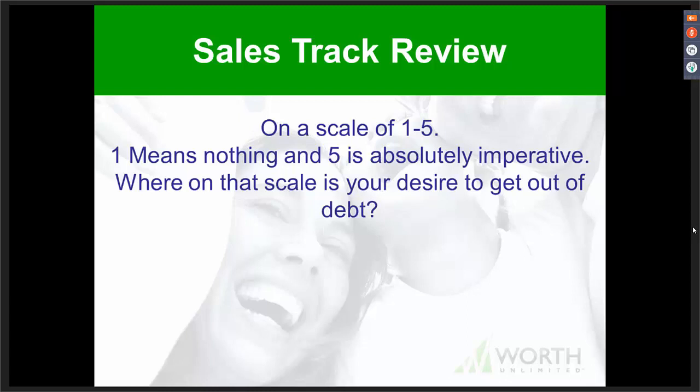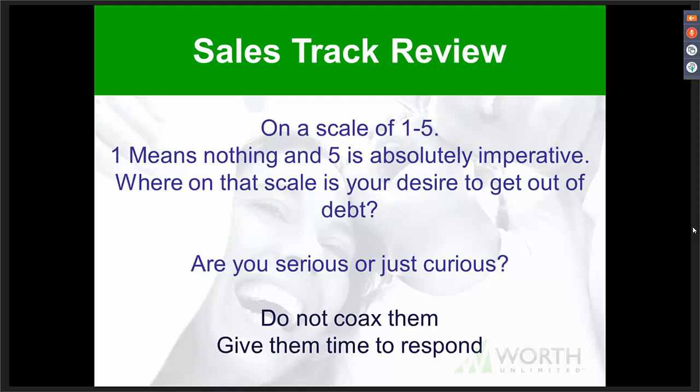And the way that this question starts, this is one of the best qualifiers that I've ever heard, is on a scale of 1 to 5. 1 means nothing and 5 is absolutely imperative. Where on that scale is your desire to get out of debt? Now remember, give them enough time to process the information. Once they answer that question, if it's a positive response, ask them, are you serious or just curious about getting out of debt and knowing more about our product?